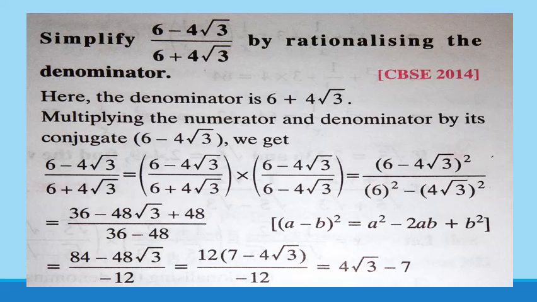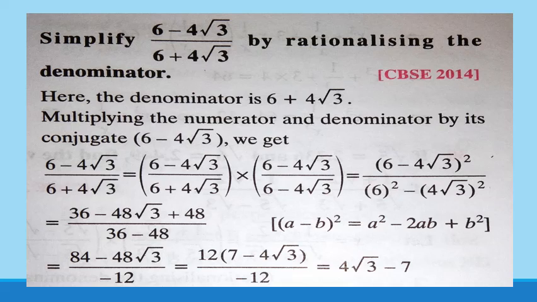Now see here, 6 minus 4 root 3 upon 6 plus 4 root 3. We will rationalize again. The rationalizing factor is what here? 6 minus 4 root 3, because the denominator is 6 plus 4 root 3. So we will multiply and divide by the conjugate of the number, that is 6 minus 4 root 3. Now if you see the numerator, it becomes a square of 6 minus 4 root 3, and the denominator means a square minus b square. So it is 6 square minus 4 root 3 square.